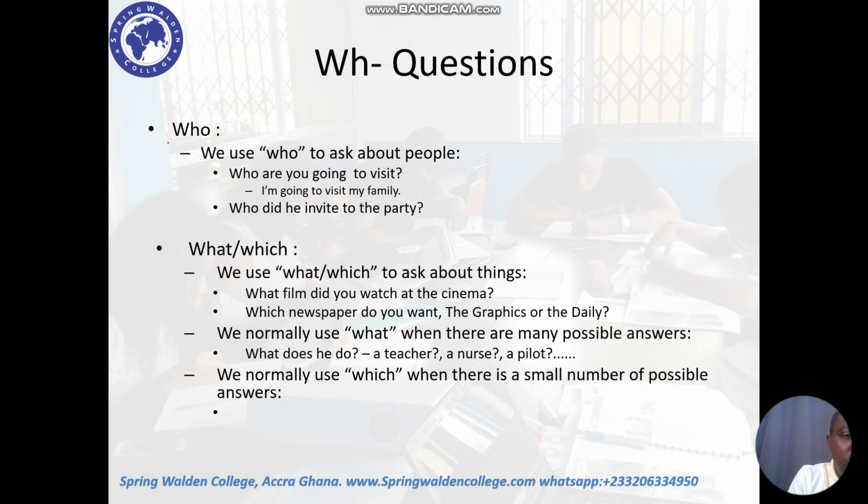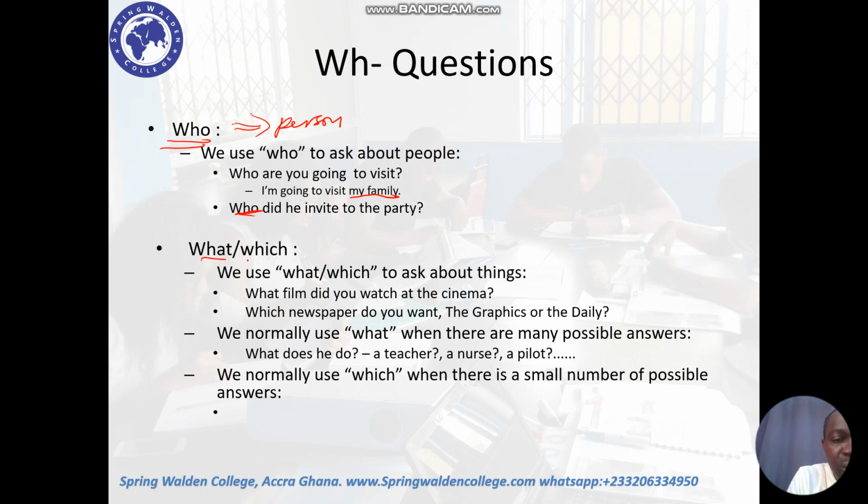The next one is who. We use who when we want to ask about people or a person. We want to know the person or the people who perform a certain action or activity. So who are you going to visit? I'm going to visit my family. Who did he invite to the party? The person is what? He invited the vice president to his party. So that is who.